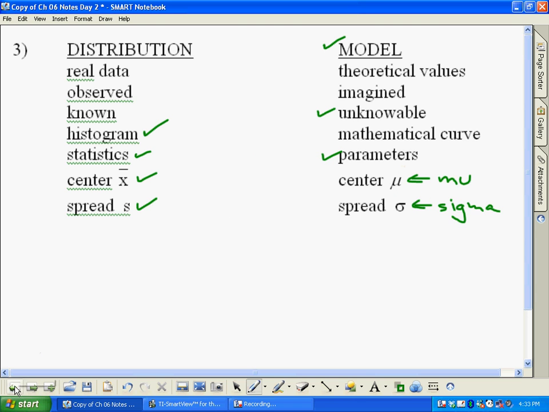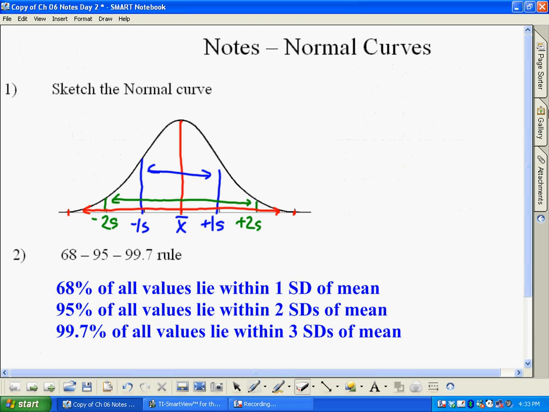So if we went back to the curve, it would be the exact same thing in terms of the rule. However, the middle is no longer x bar, it would be mu. This would be plus 1 sigma. This would be minus 1 sigma.